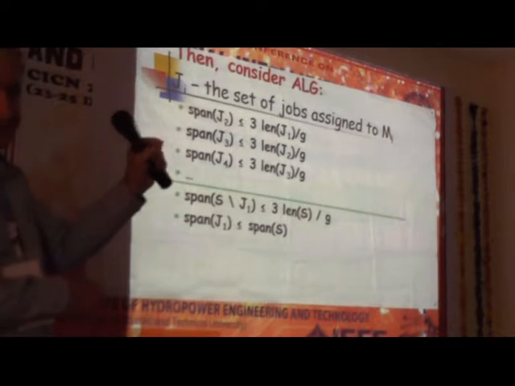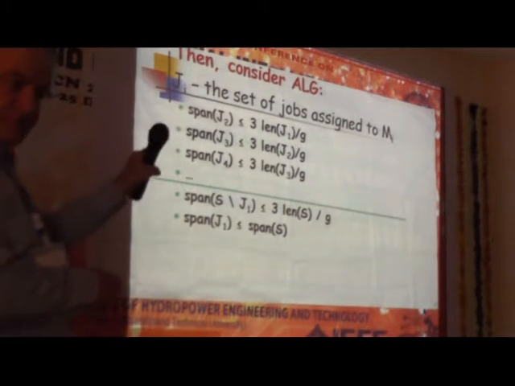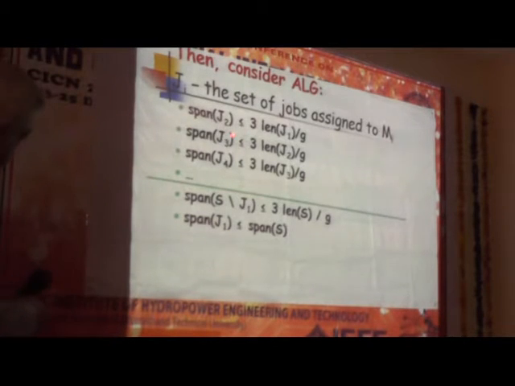This is a very tricky proof. It will take like 20 minutes to convince you on the board, so try to prove it. And then you do the same for the next machine. The time spent by machine number 3 is at most 3 times the length of the jobs processed by machine number 2 over G, and so on. This is true for all the machines, except for the first machine. So when you sum all of this together, you get the span of the set minus J1. If you don't speak about the first machine, you get 3 times the length of all the jobs when you sum up all of this over G.